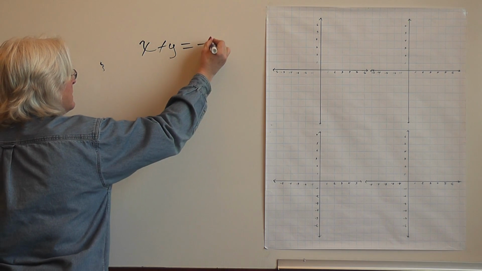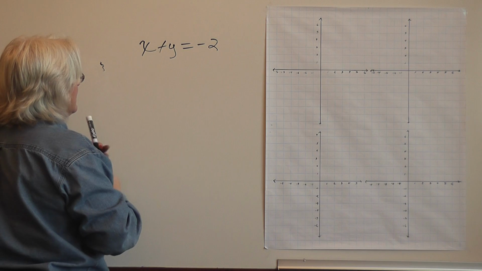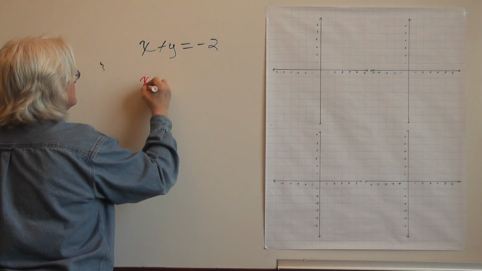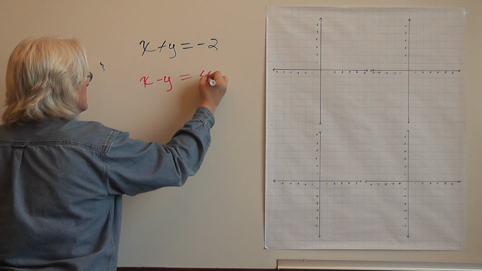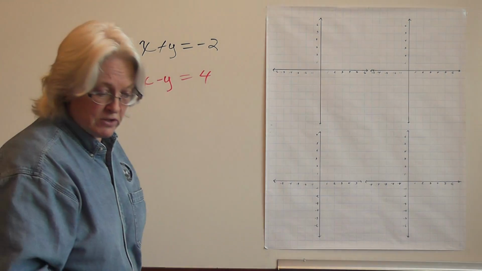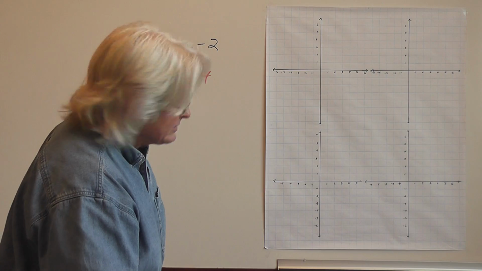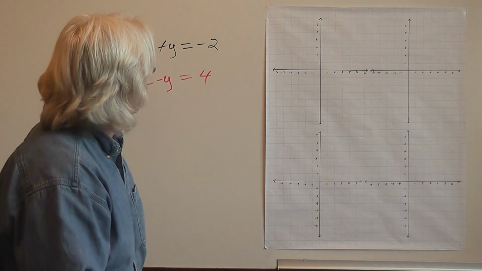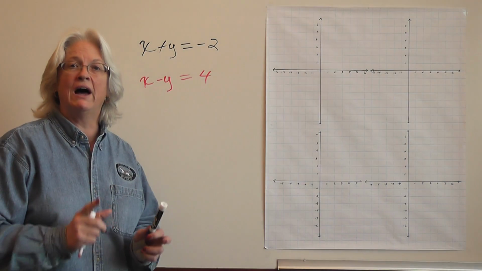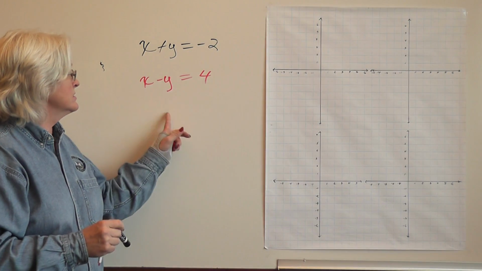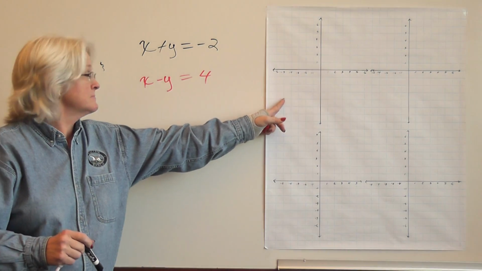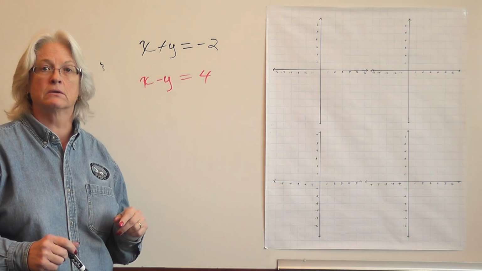x plus y is minus 2, x minus y is 4. Now let me check and make sure that I've copied these correctly. x plus y is minus 2, x minus y is 4. So yes, what we're going to do is graph both of these equations on the same set of axes. How are we going to do this?